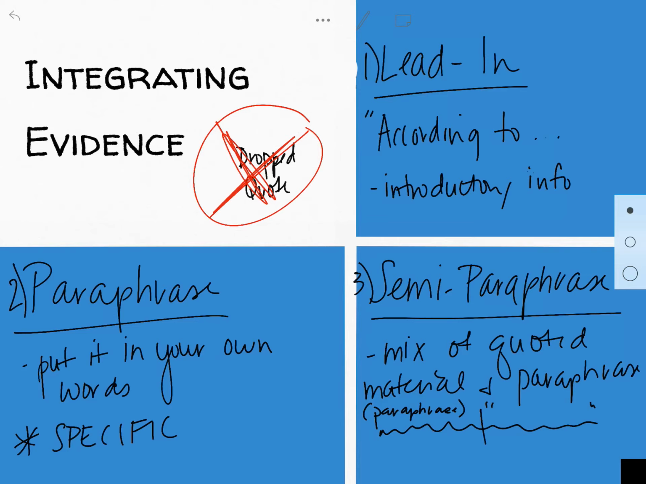I'll be perfectly honest, poorly integrated evidence is a pet peeve of mine. I don't try to hold it against you, but it does drive me crazy. So if you can take a minute as you're writing to make sure you're using one of these 3 methods, it's really going to elevate the quality of your writing.